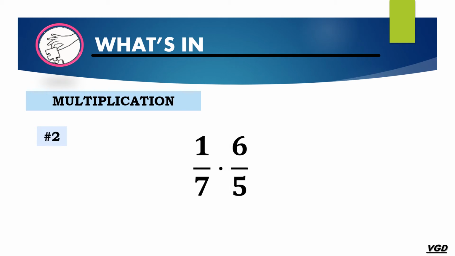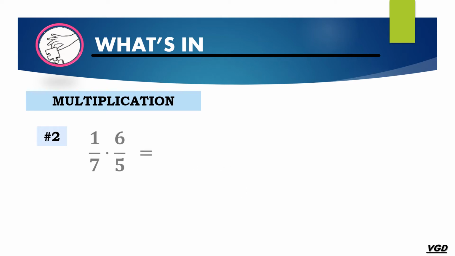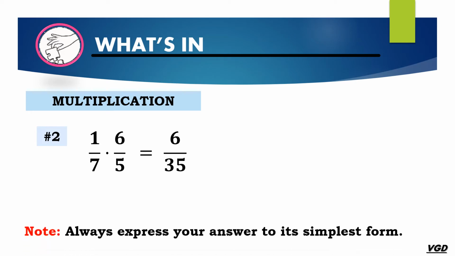Now let's have the next number, 1 over 7 times 6 over 5. Once again, all you have to do is multiply numerator to numerator, then denominator to denominator. So we get 1 times 6 is equal to 6, and 7 times 5 is equal to 35. And since we cannot reduce it to lowest term, our answer is just 6 over 35.